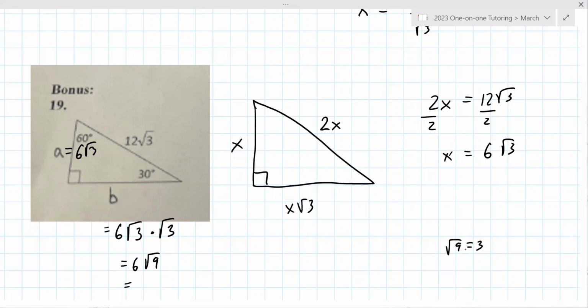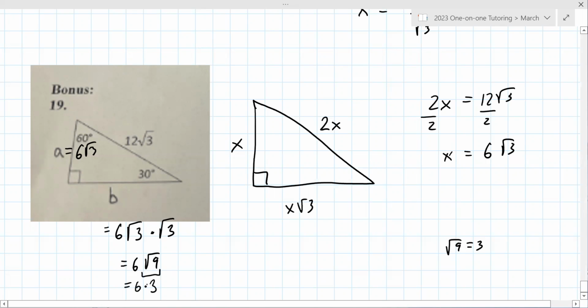Wait, you're taking 6 and multiplying it by 3? Yeah, because the square root of 9 is 3. In this case, if you can reduce it, you can. Sometimes you can't, but this one you can. So B would be 18. Yes.